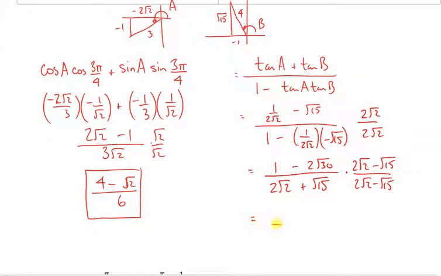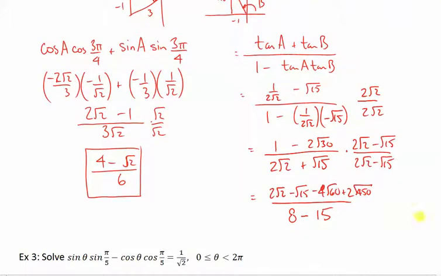And the denominator is a difference of squares, so it's 2 root 2 squared, which is going to be 8, and then root 15 squared, which is 15. And the numerator is 2 root 2 minus root 15 minus 4 root 60 plus 2 root 450. And it doesn't look like there's any common factors, so I can simplify the denominator as negative 7, or change the sign of all the numerator terms.